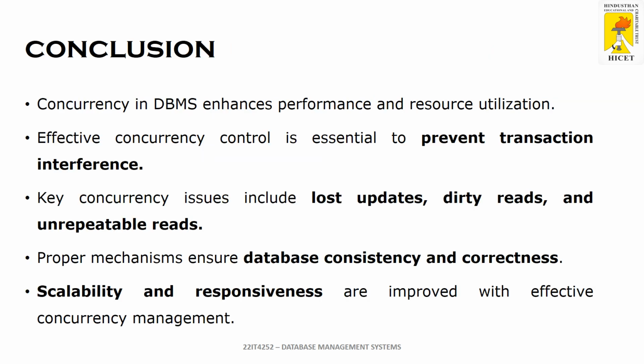In conclusion, we have to understand that concurrency in a DBMS generally enhances performance and resource utilization, and effective concurrency control is essential to prevent transaction interference. One transaction should not interfere with another transaction. The key issues are lost updates, dirty reads and unrepeatable reads, and we should have a proper mechanism to ensure database consistency and correctness. With ACID properties, scalability and responsiveness are improved by effective concurrency management. So that is my discussion for today.